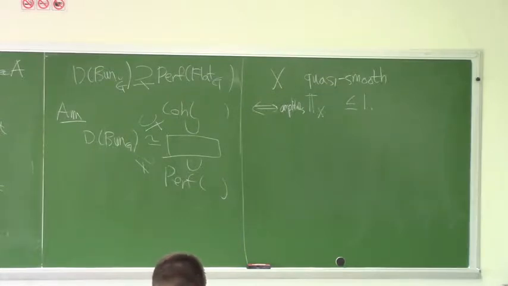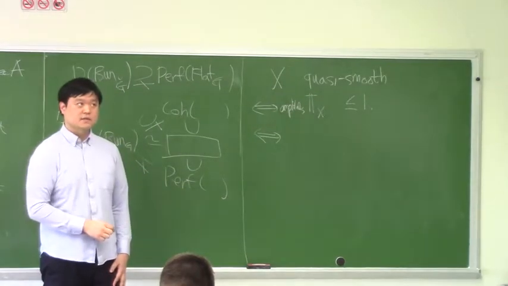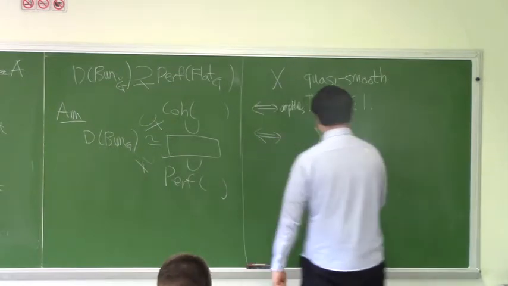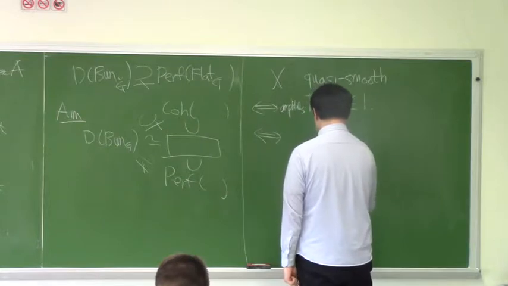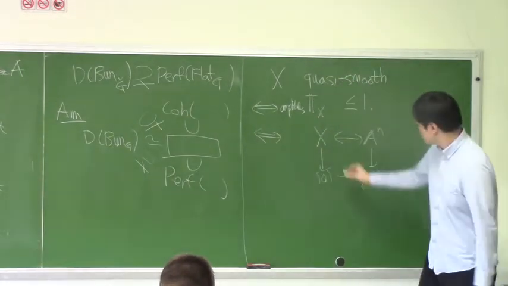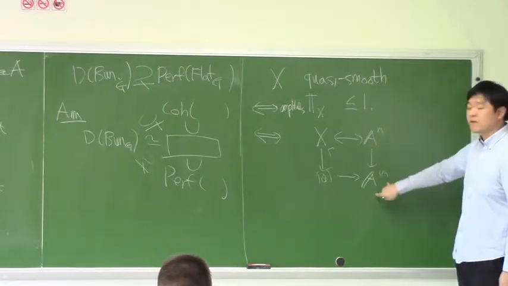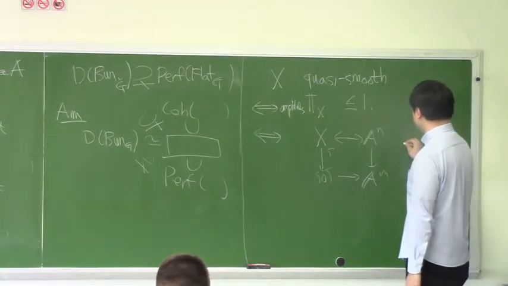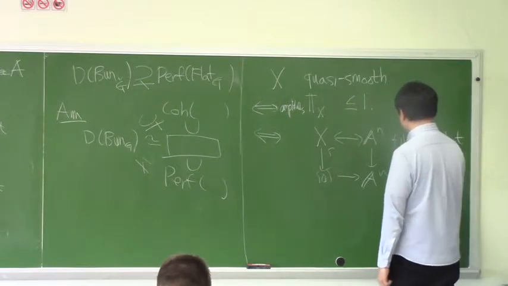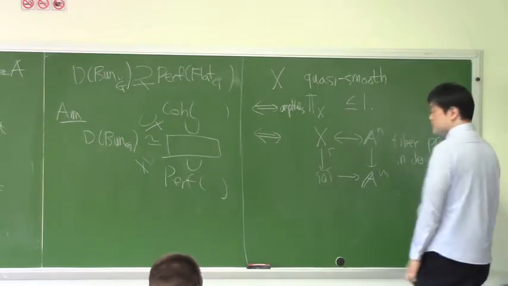So if you're not familiar with this tangent complex, which is the sort of derived version of the tangent bundle, another way to think of this notion of quasi smooth is that Zariski locally X is equivalent to the following diagram, a fiber product diagram of affine spaces A^n and A^m. So we have a fiber product, but in the category of what is called derived schemes.